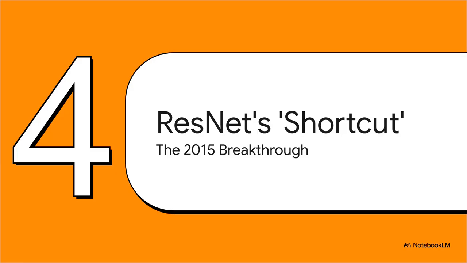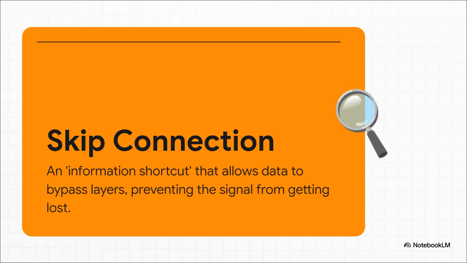The answer came in 2015 from researchers at Microsoft. Their new architecture was called ResNet, and their solution was just beautiful. It was so elegant and so powerful. They introduced this one simple idea called a skip connection. Think of it like an express lane on a highway.